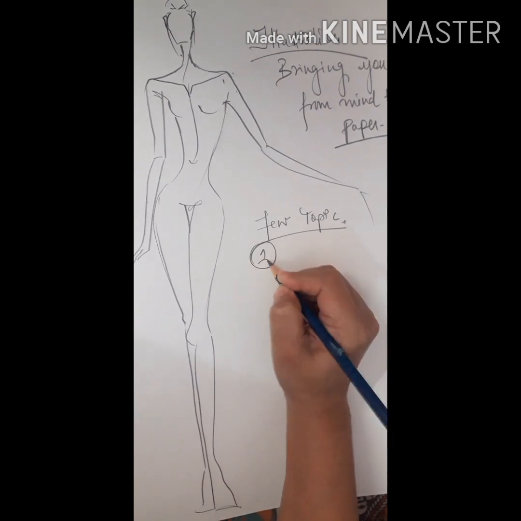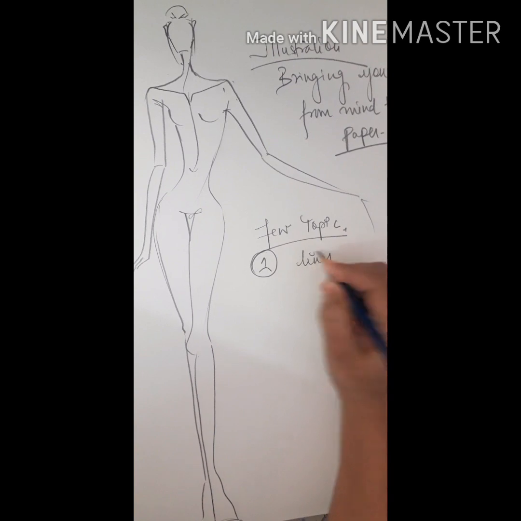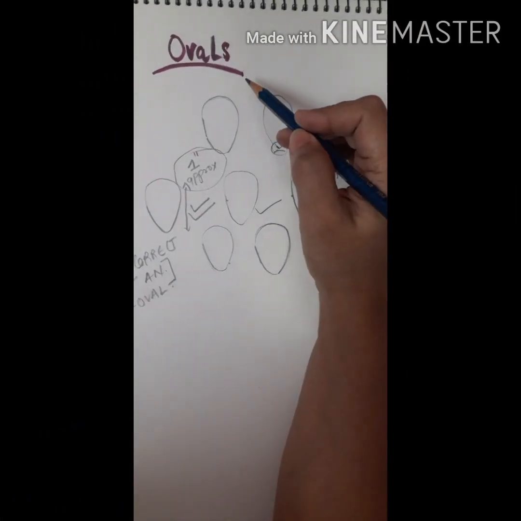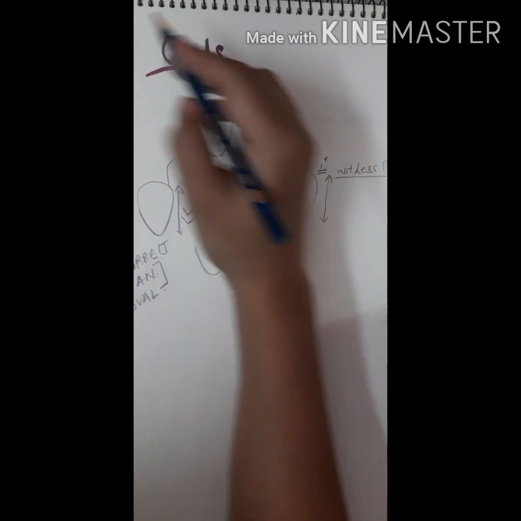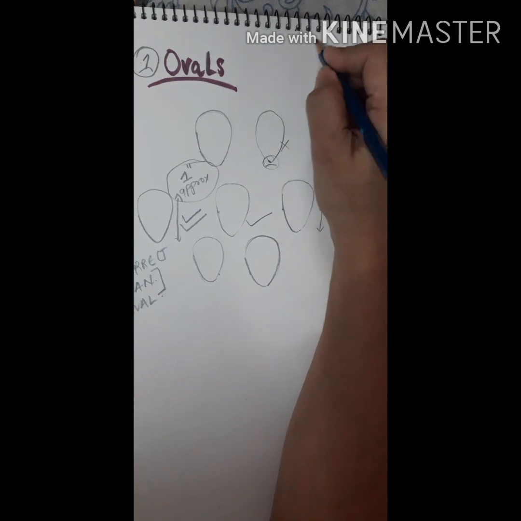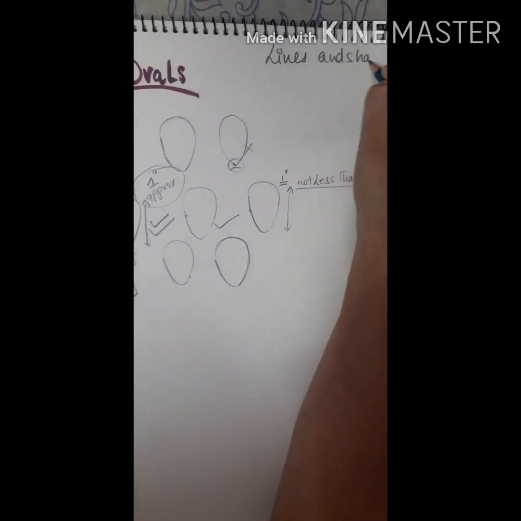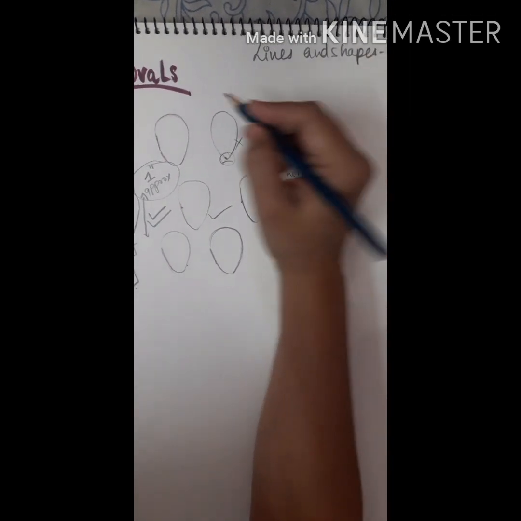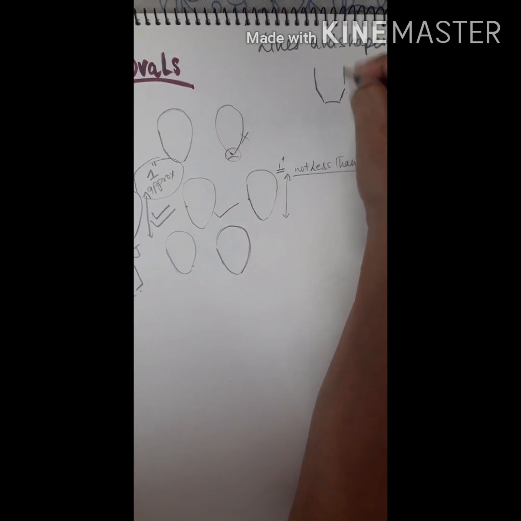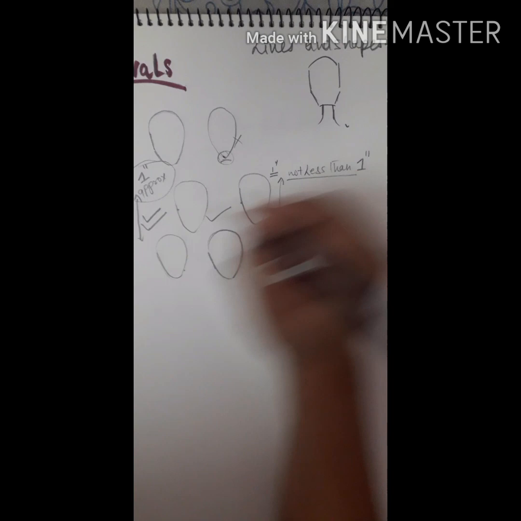First topic to get started with is lines and shapes. Okay, the first topic is ovals. That's the very important among the few lines and shapes. As you've seen, we have created a figure earlier. So the first thing which we've drawn was the face, then the neck.